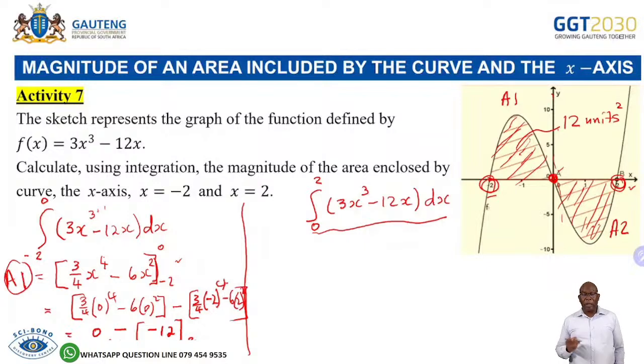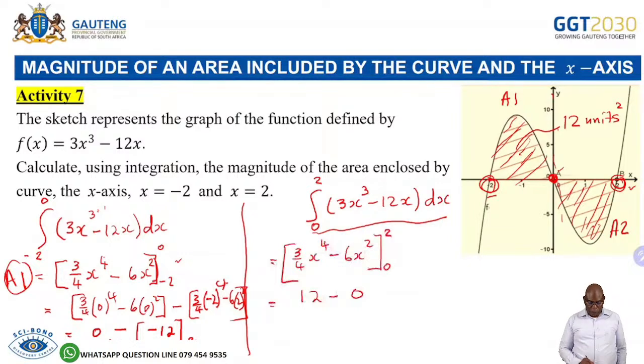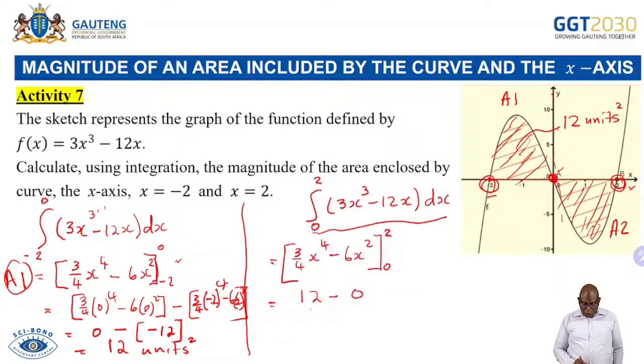Area 2, same thing. So I'm going to say this 3 over 4x to the power 4 minus 6x squared. This is now the upper part is 2, and that one will be 0. So if I substitute this, I'm going to get a 12 minus a 0. We've already worked it out here. If I substitute by 2 there, I'm still going to get that same value. So I'm going to get 12 minus 0, and 12 minus 0 is 12. So I'm going to get 12 square units.